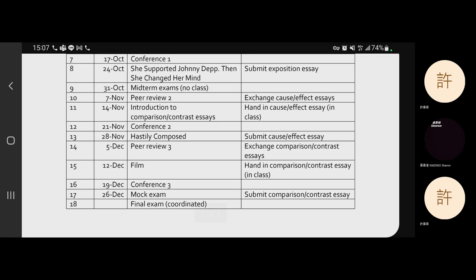Now, there's no next unit. So what should we do in class? I think we can watch a movie. So you come here, you watch the movie, you hand in the draft to me. Week 16 is a conference. Week 17, you have to submit the final draft to Moodle. And on week 17, we will do a mock exam, 模拟考.